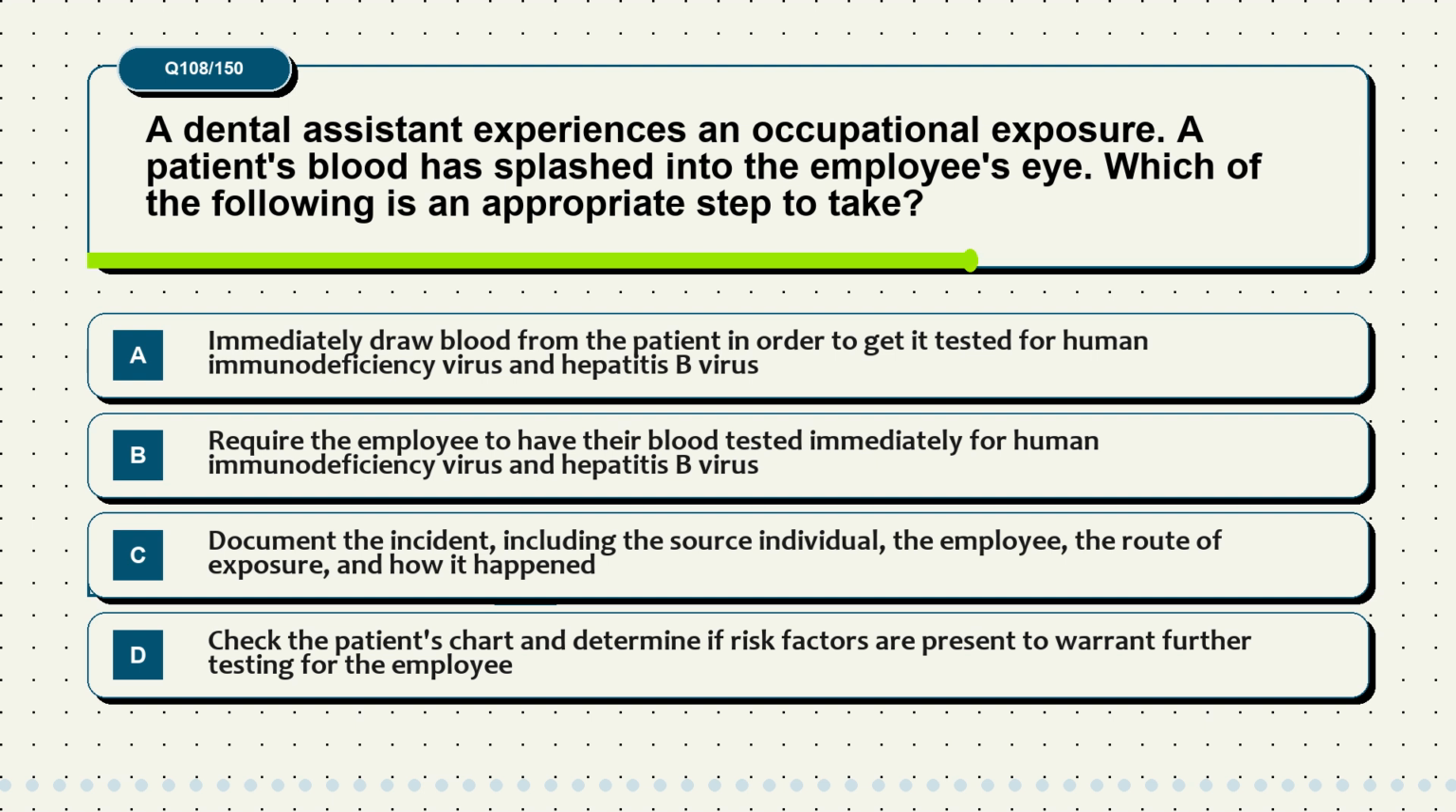Option C. Document the incident, including the source individual, the employee, the route of exposure, and how it happened. Option D. Check the patient's chart and determine if risk factors are present to warrant further testing for the employee.